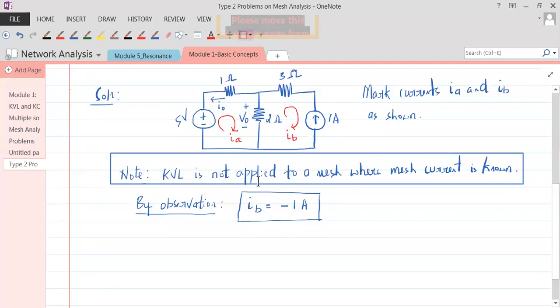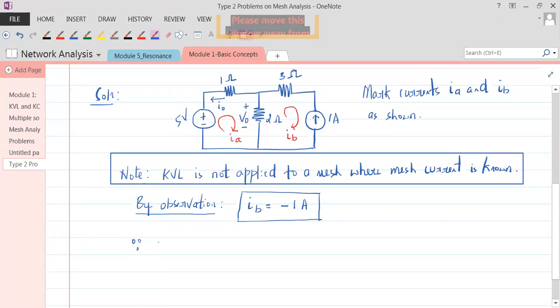So we know IB is minus 1 amperes because IB is moving downwards and I1 is moving upwards. So we can say IB is minus 1 ampere. Since we know the current here, we don't apply KVL to mesh 2. So I'll be applying KVL to only mesh 1. This is just for your observation.